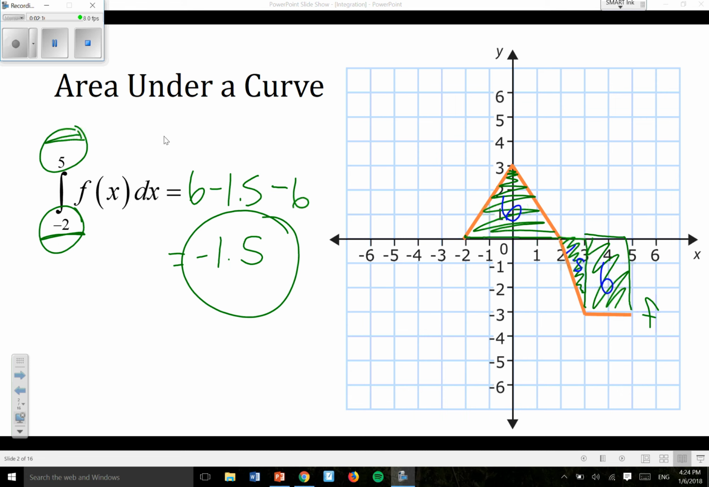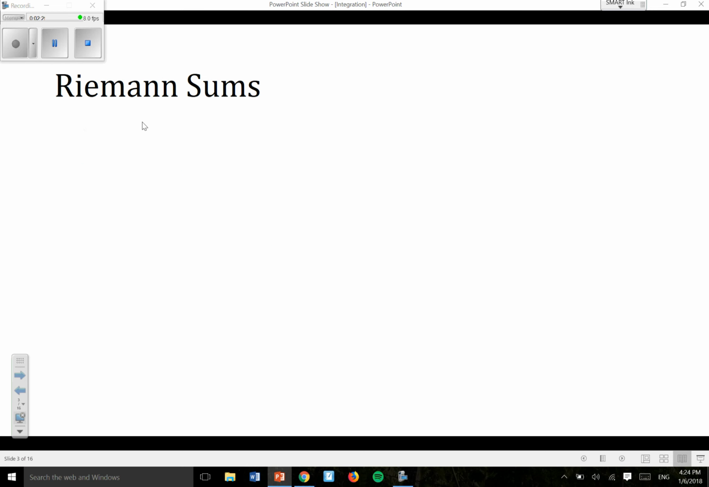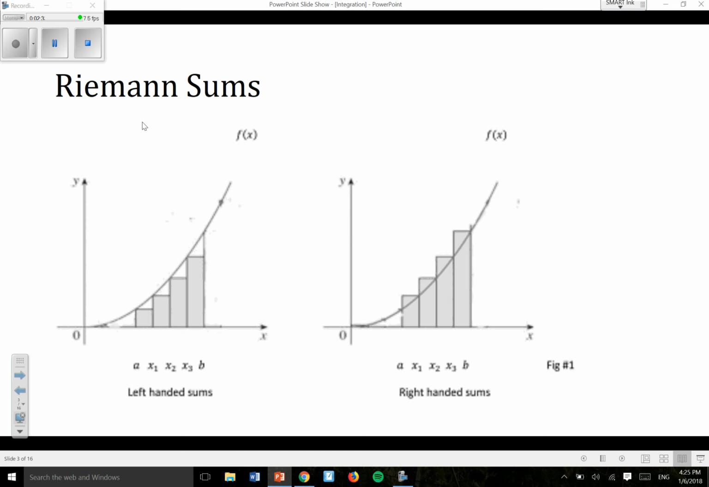When we first started working with area like this, all we had were semicircles and straight lines, triangles, rectangles, trapezoids, to be able to find that exact area. But we talked about how we don't always have straight lines and semicircles. And when that happens, we use a rectangular approximation known as a Riemann sum.